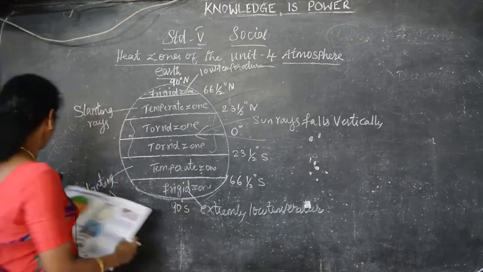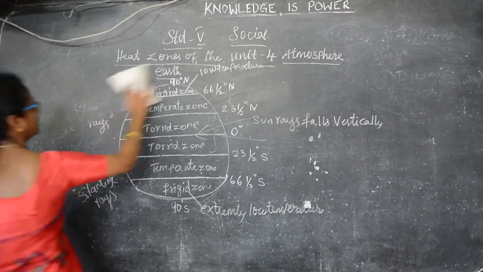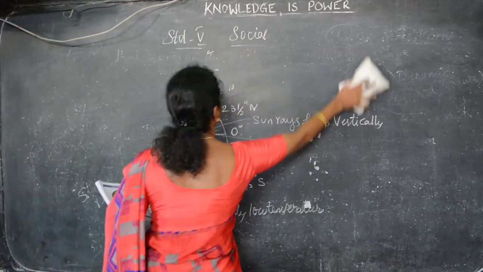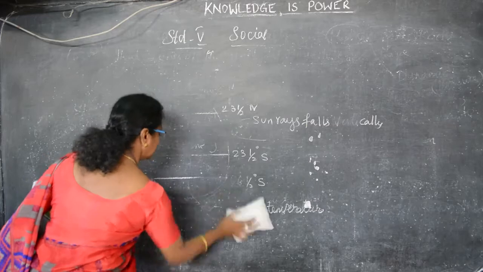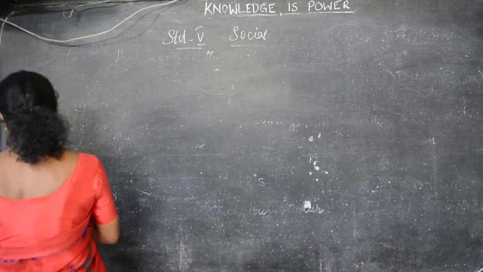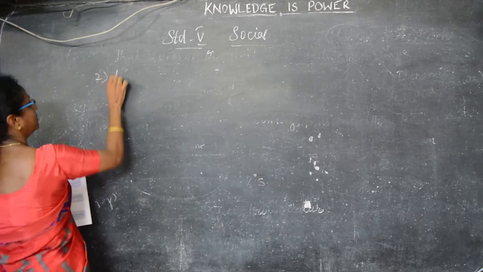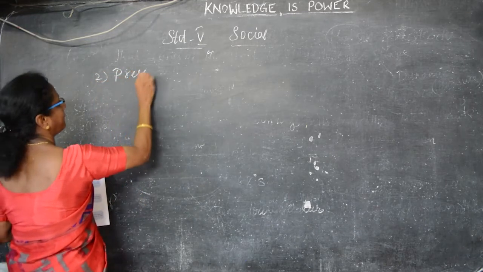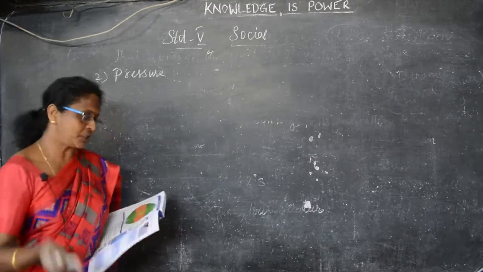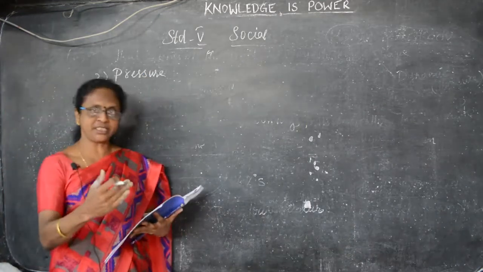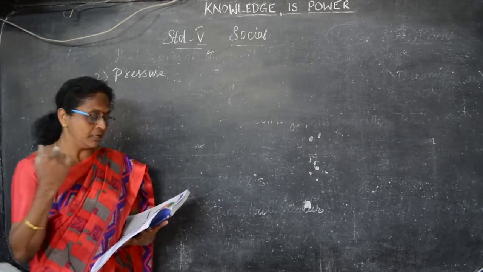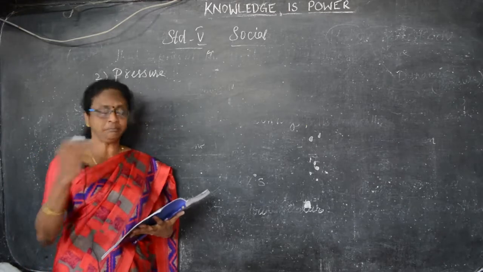And now the next one is pressure. What do you mean by pressure? We will see this. Next one is pressure. When the temperature increases, the pressure decreases. And when the temperature decreases, pressure increases. When temperature is higher, pressure is lower. When temperature is lower, pressure is higher.